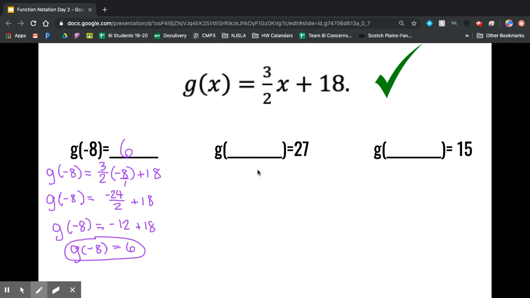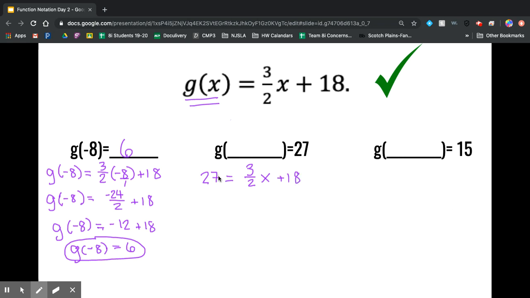What about this one? This time I'm not given an input, but I am given an output. So in other words, I know what the answer is going to be. I just don't know the x value that would allow me to get there. So how do I find that? Well, I know I should be getting out 27. So instead of writing g of x on this side, I'm going to replace this whole output side with 27. And I'm going to leave the right-hand side with x, because I don't know what that input value should be. I'm going to have to solve for it.